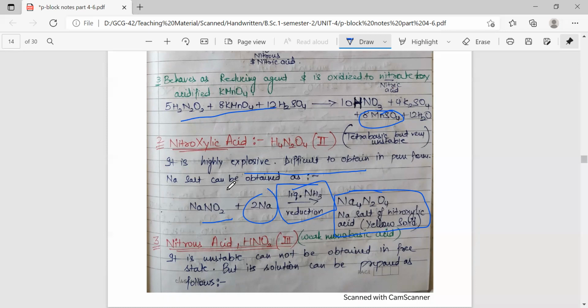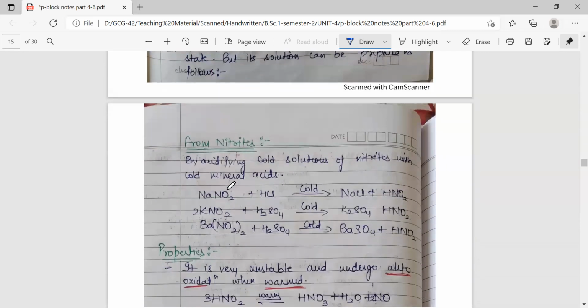So here we are using this mixture to reduce this NaNO2 to the corresponding sodium salt of nitroxylic acid, which is yellow in color. Next, we have nitrous acid, the formula of which is HNO2. Here nitrogen is in +3 oxidation state. It is a weak monobasic acid. It is unstable and cannot be obtained in the free state, but its solutions can be prepared as follows.